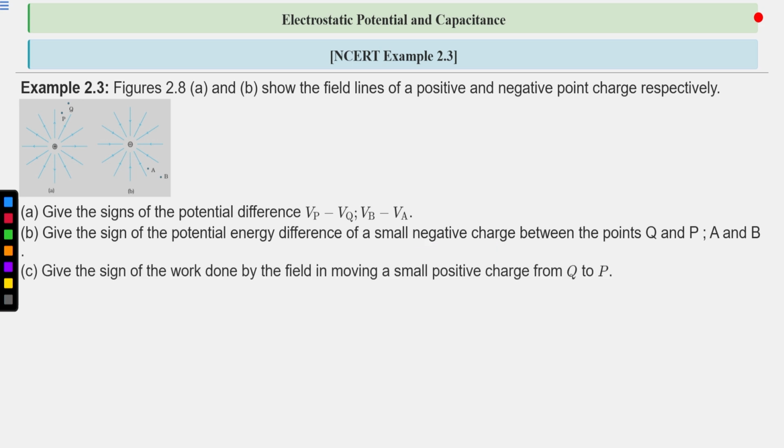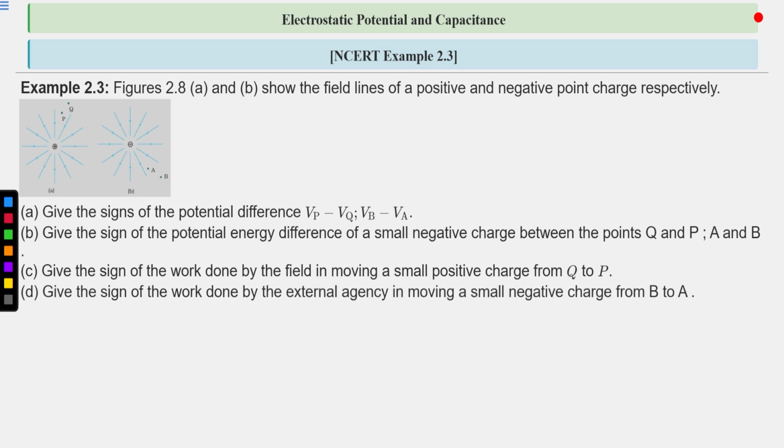Third part. Give the sign of the work done by the field in moving a small positive charge from Q to P. Now you have to give the sign, whether the work is positive or negative, while we move a small positive charge from Q to P.